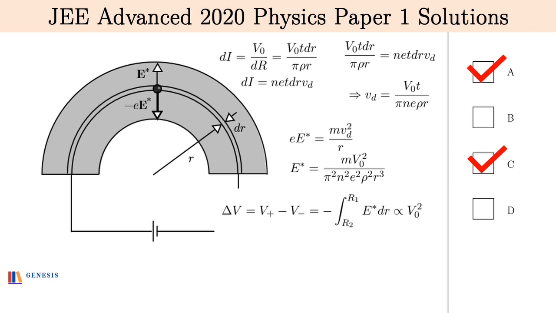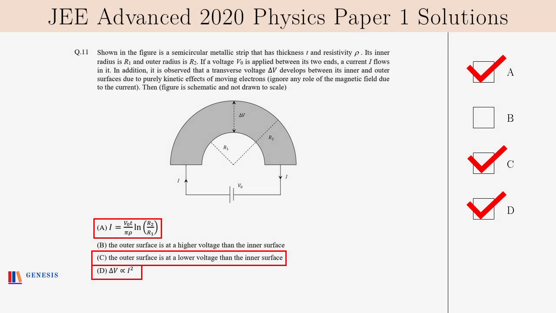Now you can see that when you put the value of E star in this expression, the only thing that will get integrated is that 1 by r cube term. Otherwise, everything else will come out as constants. And therefore, we can straightaway say that this potential difference delta V is proportional to V0 square, and we have established previously that the current was directly proportional to V0, and therefore, without even evaluating it, we can say that delta V will be proportional to I square. Hence, D is also correct, and therefore, the correct options are A, C, and D.